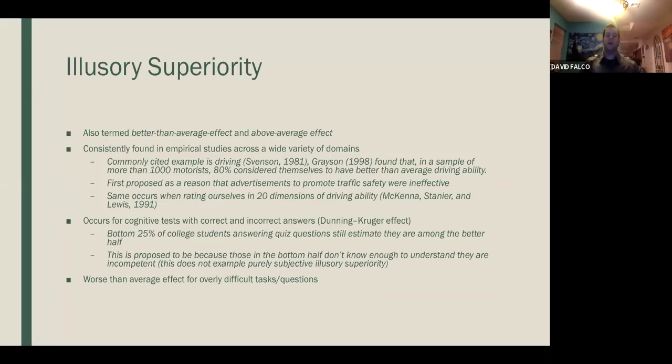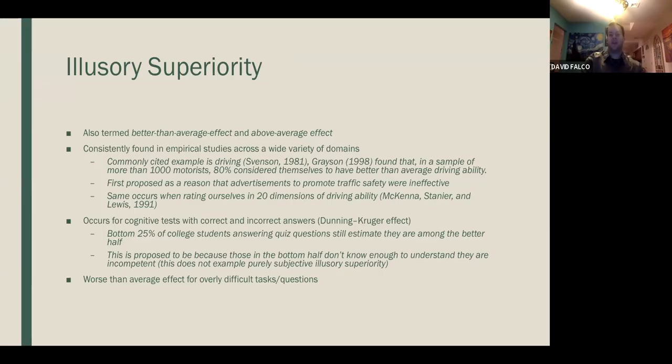So when reading this prompt, I immediately recognize this as the better than average effect, or what's referred to in a lot of the literature as illusory superiority. Basically, this has been studied for the last 40 years in a wide variety of different domains. But generally, if you ask someone if they are better than average at almost anything, they will say that they see themselves as above the average person.